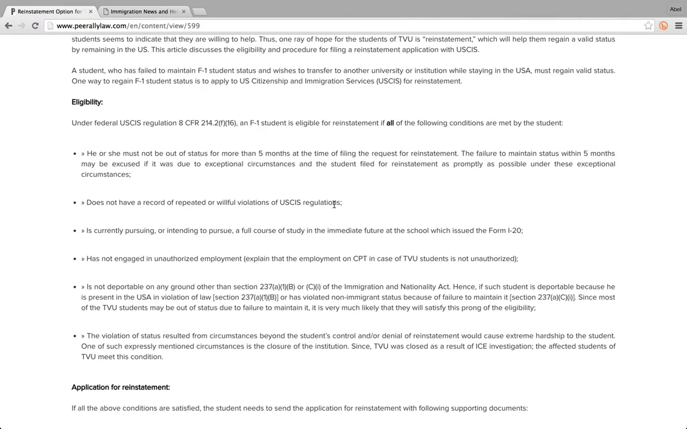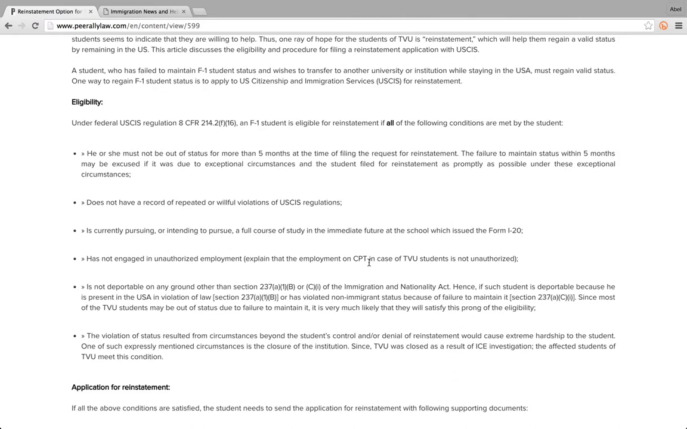And the third thing is that you have to be currently pursuing, or intend to pursue, a full course of study in the immediate future at the school which issued the I-20. So you have to have the intention of continuing your classes, not just stop there. Fourth, you have not engaged in unauthorized employment. This is where the big things happened in the TVU situation in 2011, when many students were even arrested because they overused CPT, and that's why I always recommend not to abuse CPT.